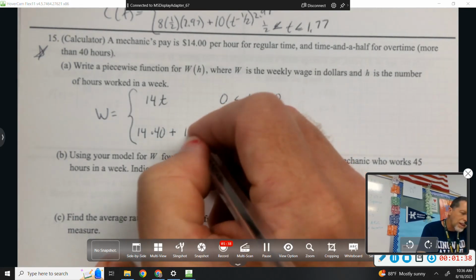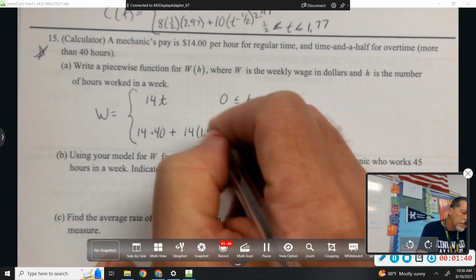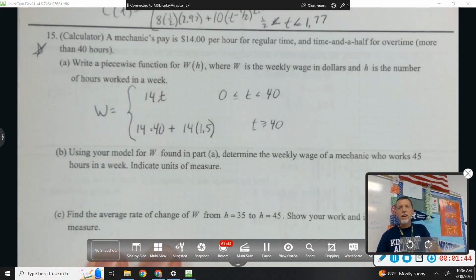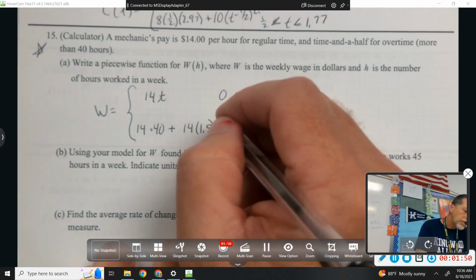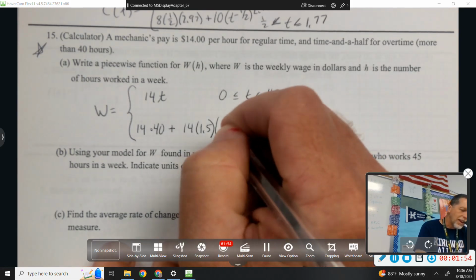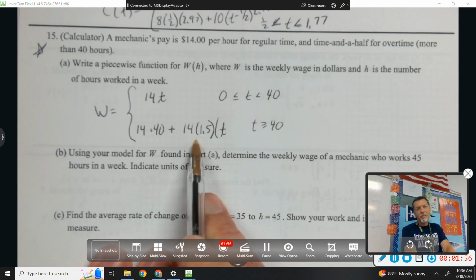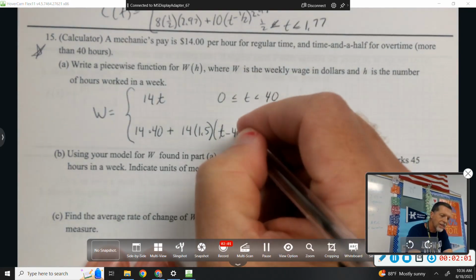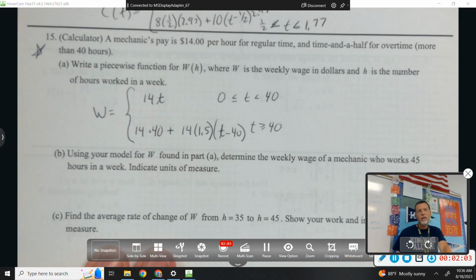Now he's making 1.5 times 14. That's the beauty of overtime. You start getting paid a lot more money. So now he's making 21 bucks an hour. But not times H, right? Because he doesn't get 40 hours at that rate. He only gets the hours past 40 at that rate. So H minus 40.